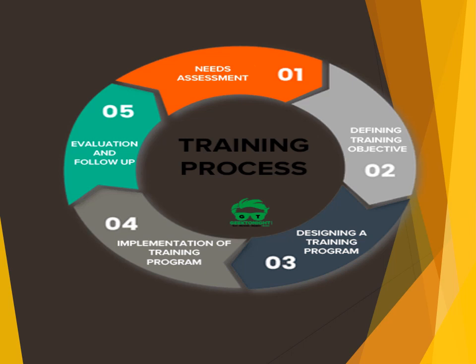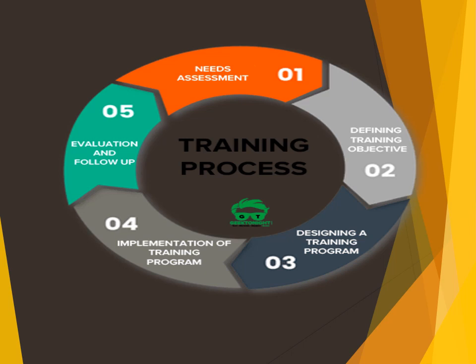First we try to assess what the need is, how this training is going to be and how this process is going to help us out. The second one is we have to define the objective: what is the reason, what is the objective for this training? Then we have to design a training program. When you talk about the different training programs we have, which will suit our organization and what type of training method we are going to choose, all this will be finalized.